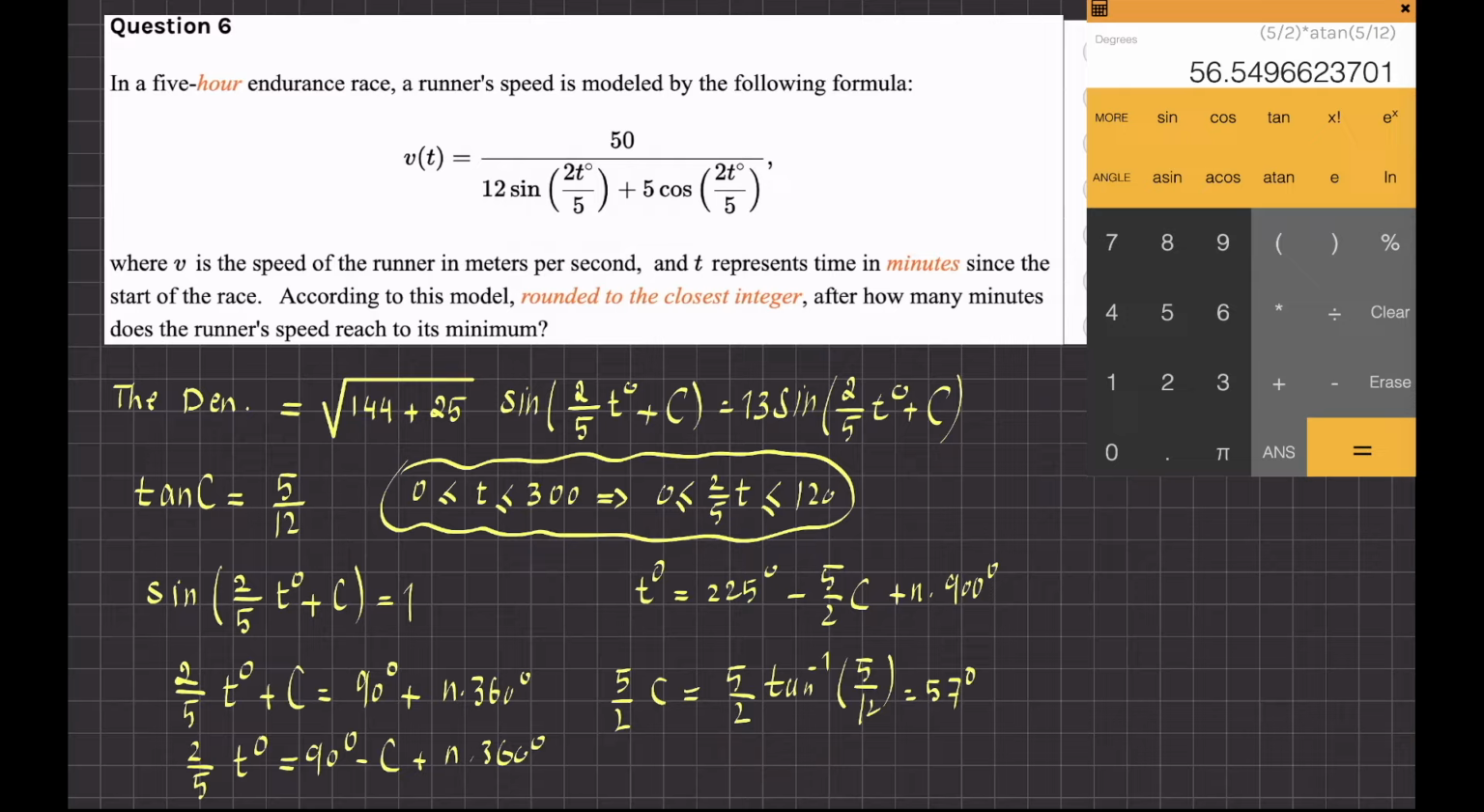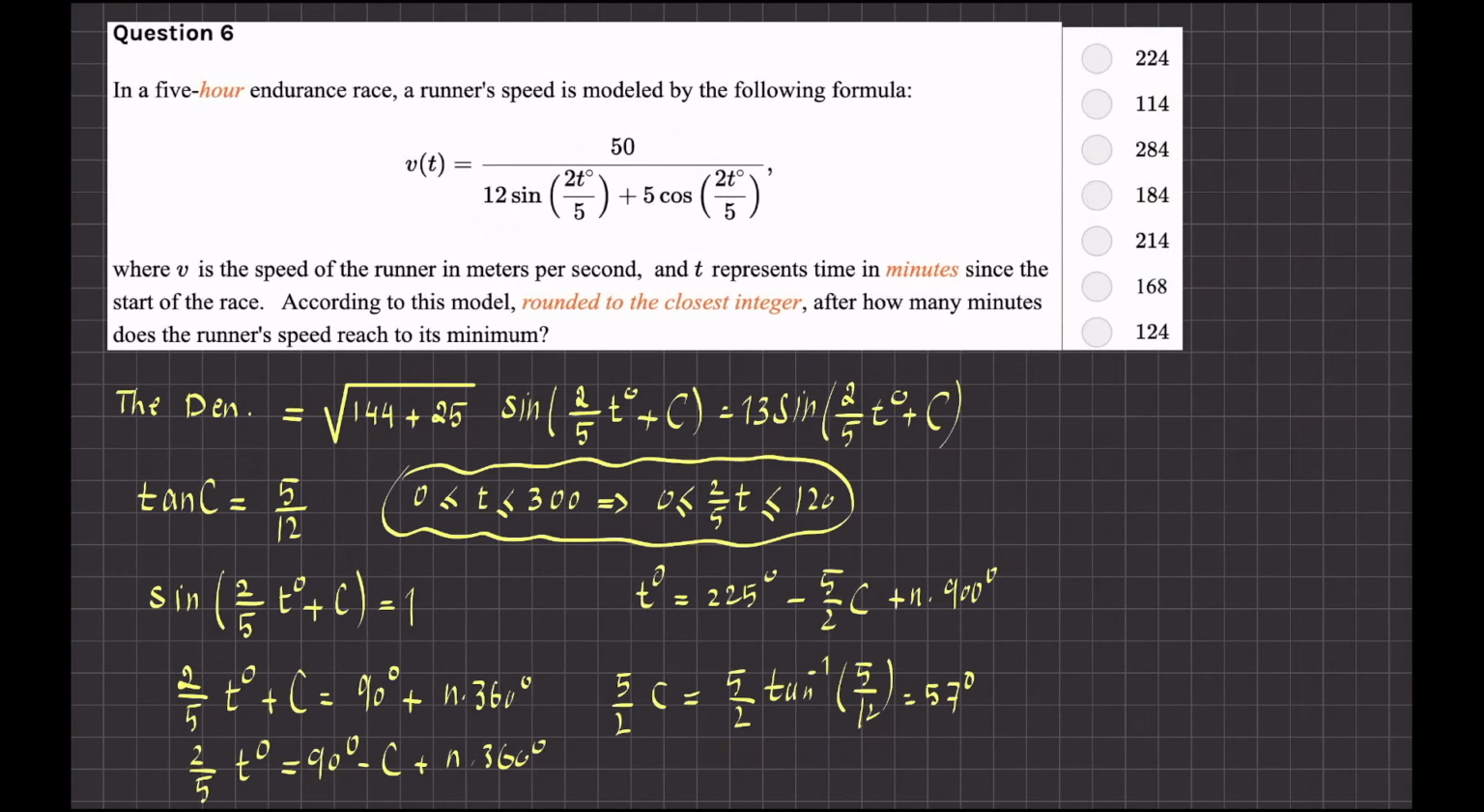Now that I don't need the calculator anymore, let me take it off, yes, to open some space. Now I will take 57 degrees and put it here. So then t degrees becomes equal to 225 degrees minus 57 degrees plus n times 900 degrees. And now I drop all the degree signs to find the pure number t. So 225 minus 57 is 168. Yes, this number is 168, and then plus n times 900.